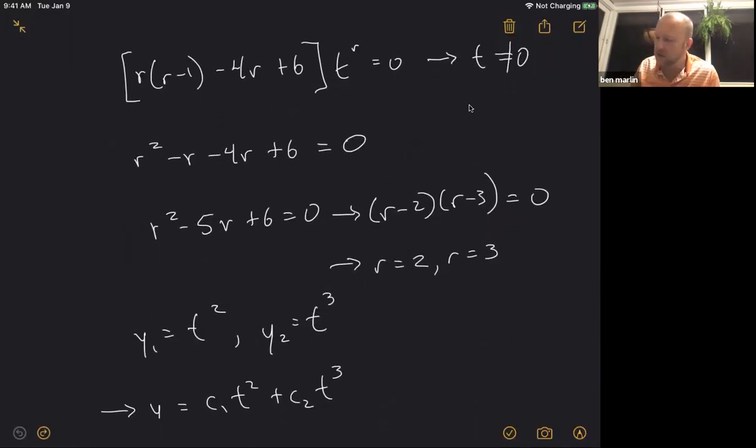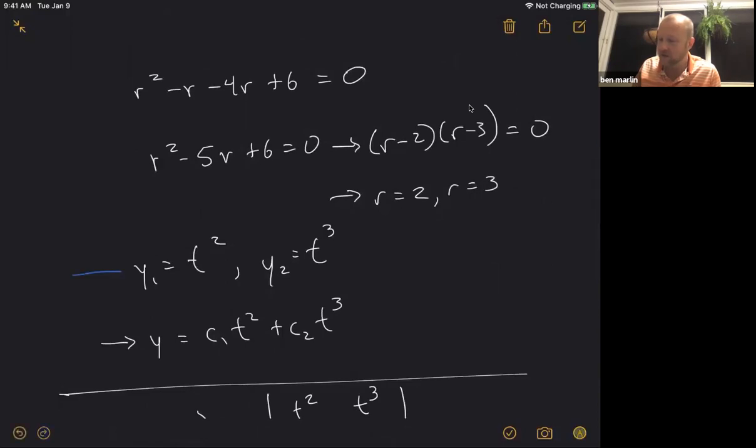So the polynomial we're working with turns out to be r squared minus 5r plus 6. Fortunately, that's something that's also nice to factor. And that gets us our two solutions. y1 is t squared and y2 is t cubed. If you reverse them, it makes no difference, all right? But your general solution then is c1 t squared plus c2 t cubed.